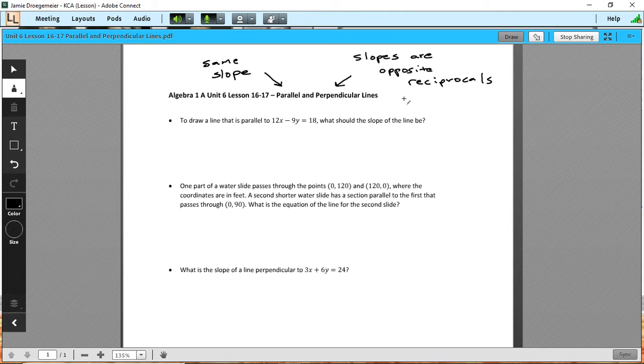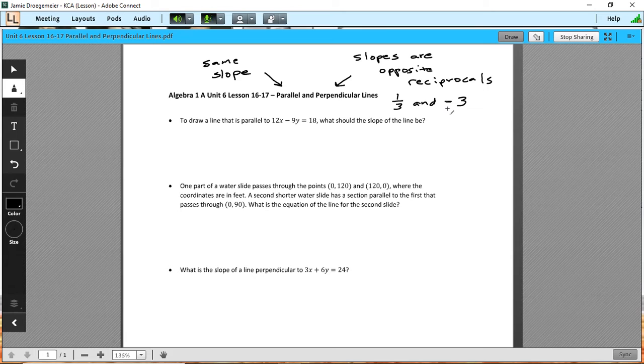So for example, if one line had a slope of 1/3, for them to be perpendicular, the other slope would have to have the opposite sign. So it would have to be negative, and it would have to be the reciprocal of 1/3. So you'd flip that fraction and get 3/1, or just 3. So 1/3 and -3 are opposite reciprocals. And so we'll see that in our examples here, but I wanted to make sure that's the main rule or idea that you need to remember when you're talking parallel and perpendicular.